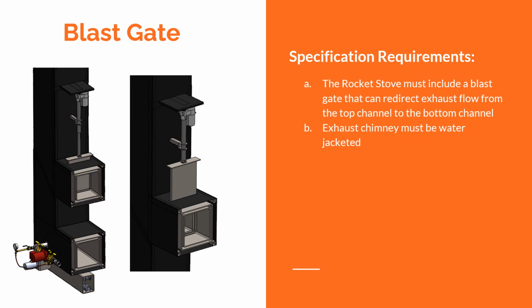The blast gate is how we determine what log boiler state it is in, whether that be rocket mode or boiler mode. When it is retracted, meaning the blast gate is pulled all the way up, it is in log boiler mode, and when it is extended, forced all the way down, we are in rocket mode.